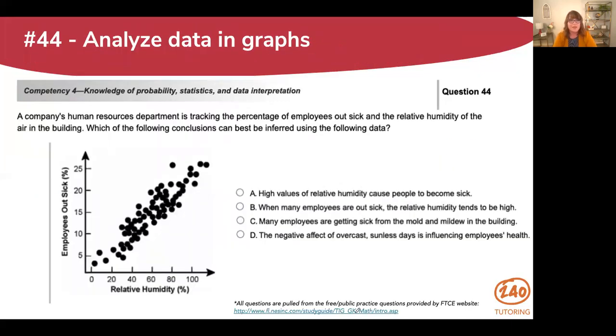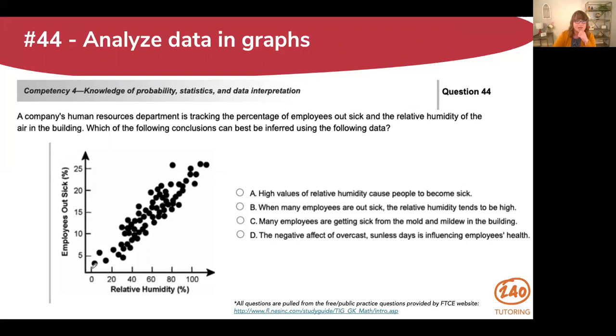This one says a company's human resources department is tracking the percentage of employees out sick and the relative humidity of the air in the building. Which of the following conclusions can best be inferred using the following data? See, these all require thinking. So if we're looking at this graph here, we've got all these dots scattered out, okay? Scatter plot, you can call it that. It's actually looking at two variables by plotting a dot at each of the data points.